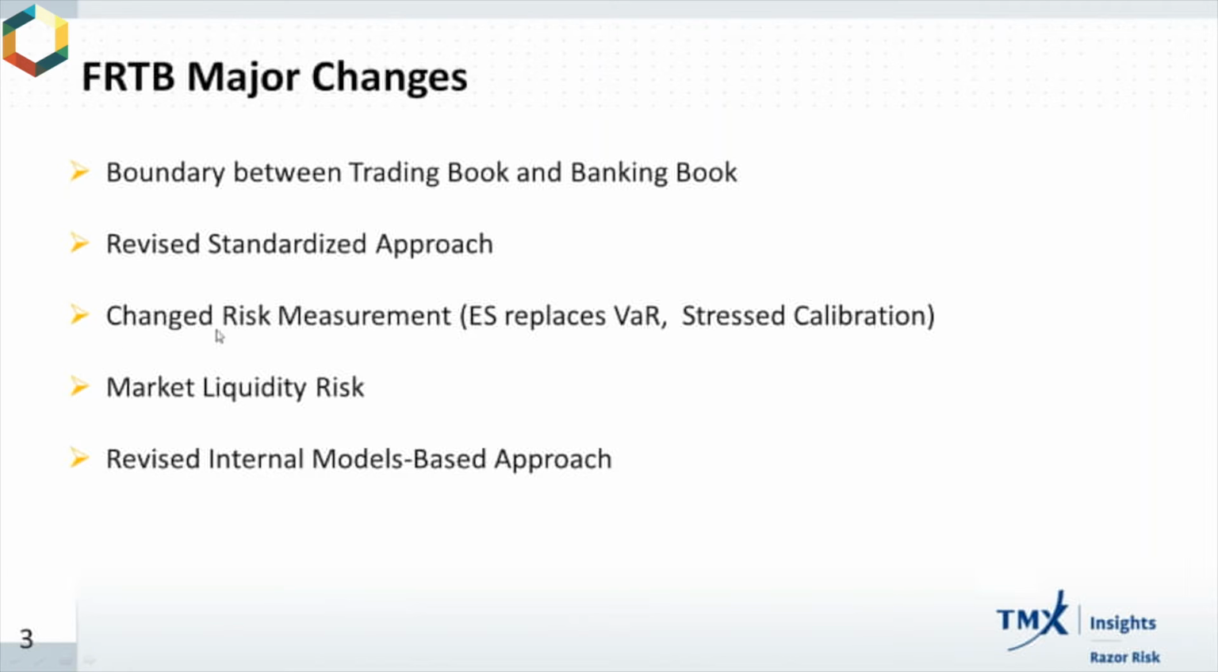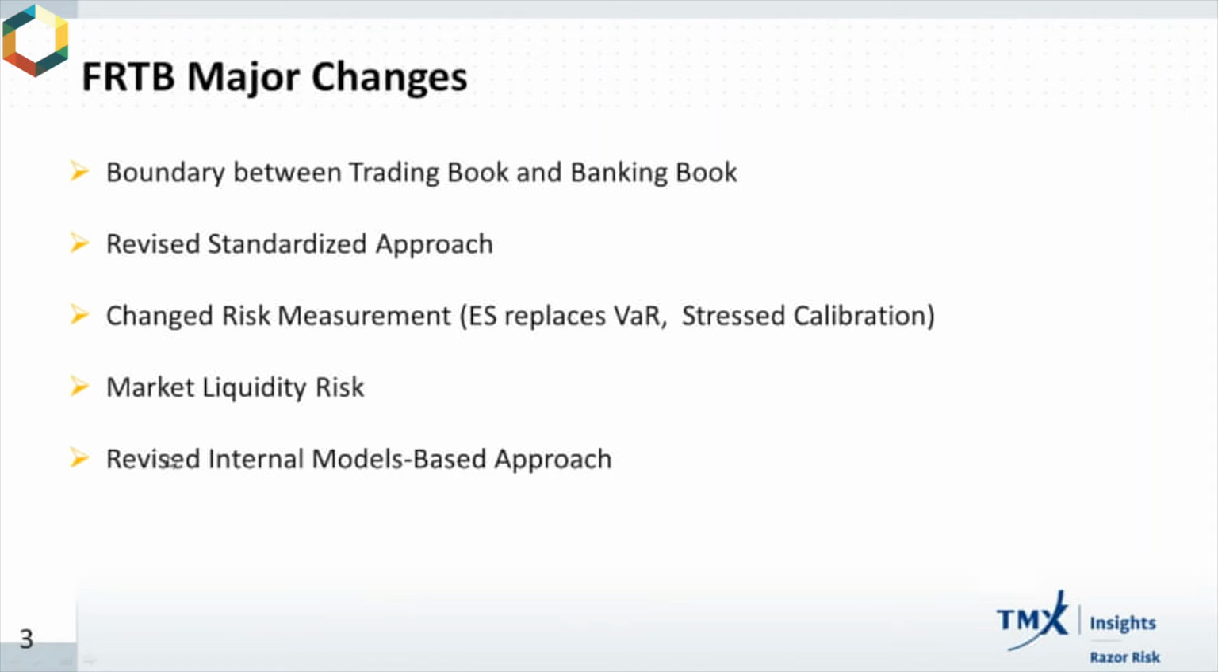The third one is the changed risk measure. Expected shortfall will replace VaR, and expected shortfall needs to be calibrated to a stress period. Please note, VaR still needs to be calculated for backtesting purposes. The fourth change is market liquidity risk. The current liquidity horizon is set to 10 days for everything, but now FRTB will set the liquidity horizon varying at the risk factor level, and the liquidity horizon needs to be incorporated into the expected shortfall calculation.